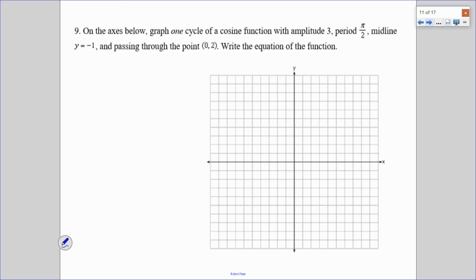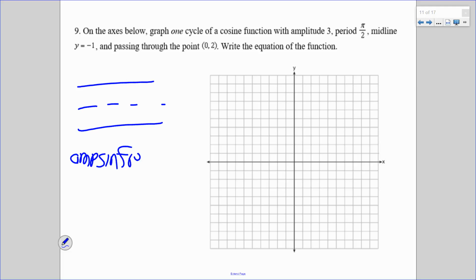On the set of axes below, graph one cycle of a cosine function with an amplitude of 3, period pi over 2, midline y equals -1, passing through 0, 2. Let's get my little picture, and let's get my amp sine freak shift. Doesn't matter which one we do first. Let's do the sketch first. First of all, passes through the point 0, 2. I'm going to get that on my graph.